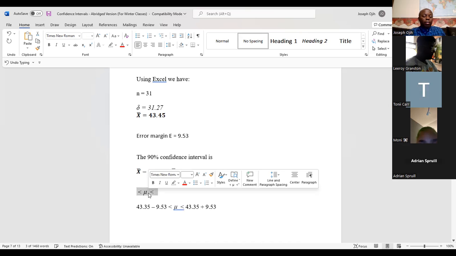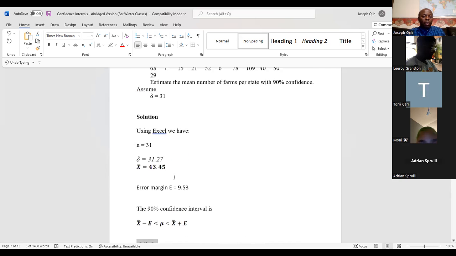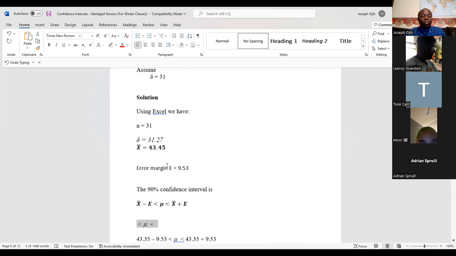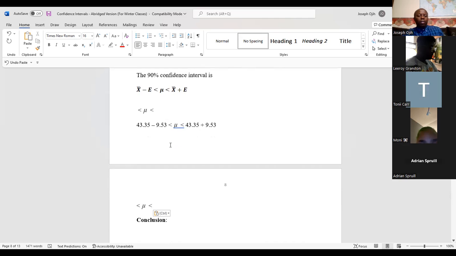So I'm gonna copy it from here and put it here. I'm gonna move this down. Oh, it consumes the whole page. All right, so this is it right here. Now, from the calculator, we can get this. 43.35, let me write this down, 43.35 minus 9.53. I'll take you to the calculator.